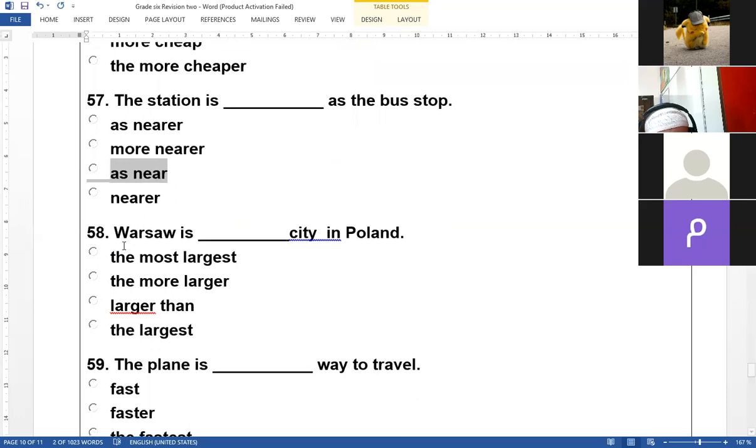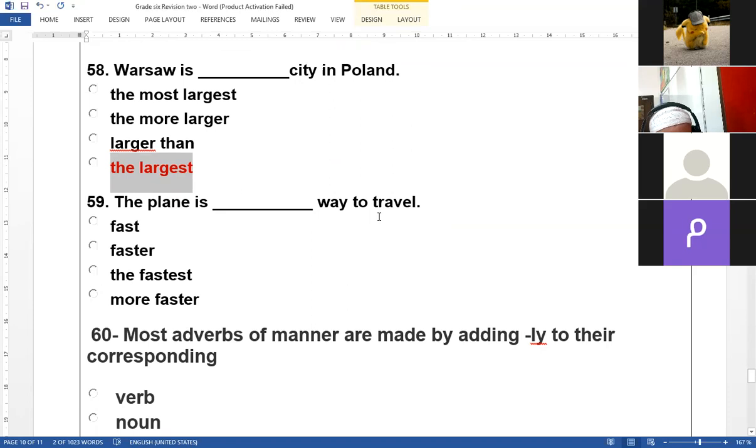Next one, Warsaw. Who is the largest city in Poland? If I say that one city is bigger than all, I say the most largest or the largest? The largest. We don't say the most largest because this is a short adjective. The plane is the fastest way to travel. Okay, thank you, Khalid.